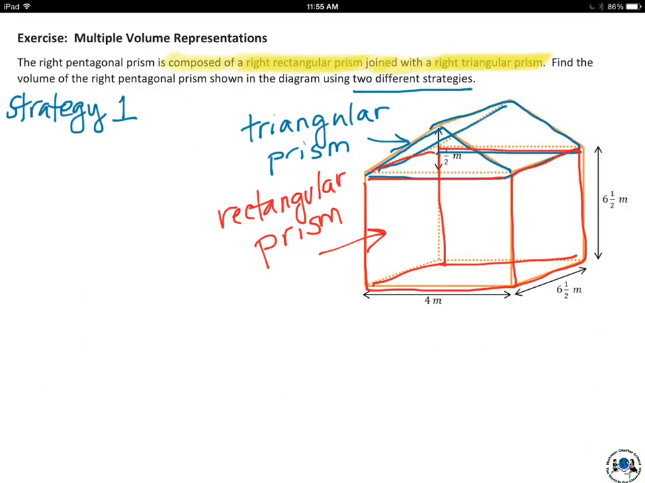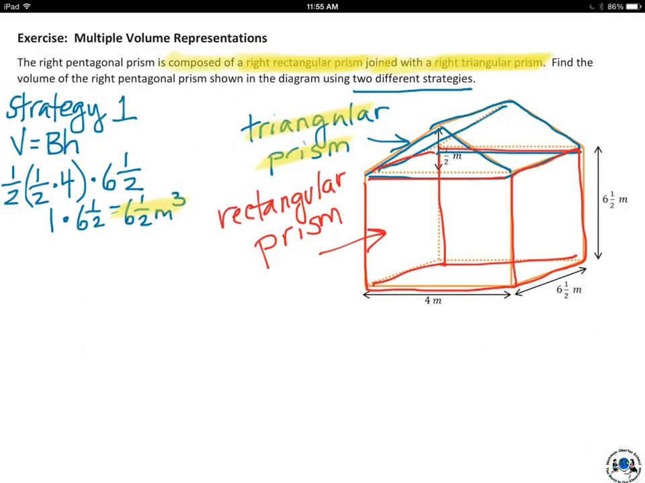We'll talk about it again at the end of the lesson, but we are decomposing, because in the original problem it said this right pentagonal prism is composed of a right triangular prism and a right rectangular prism. Now we're going to decompose it and look at it as 2 different things. Remembering that volume equals the area of our base times the height, let's work with the triangular prism first.